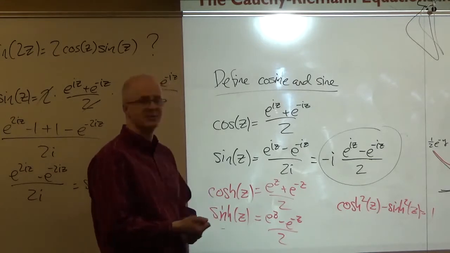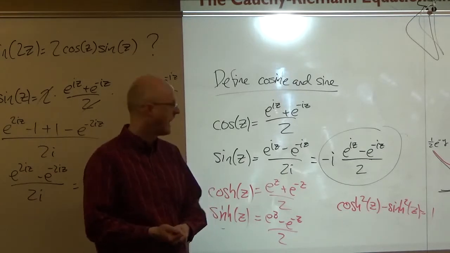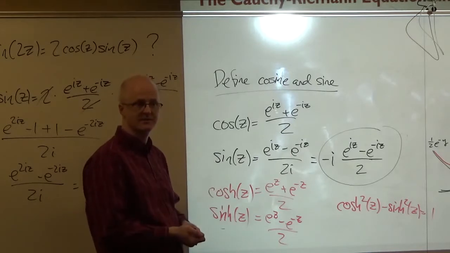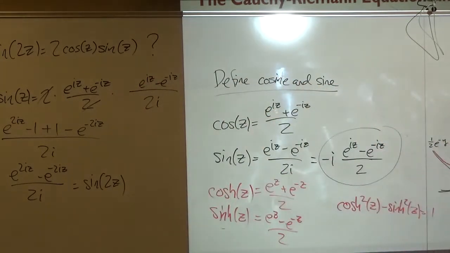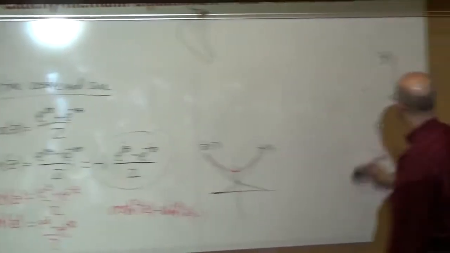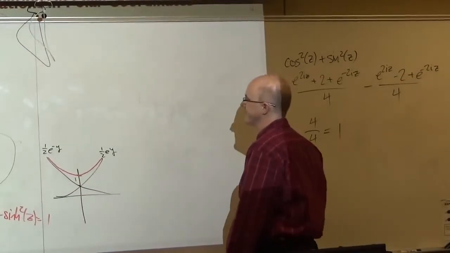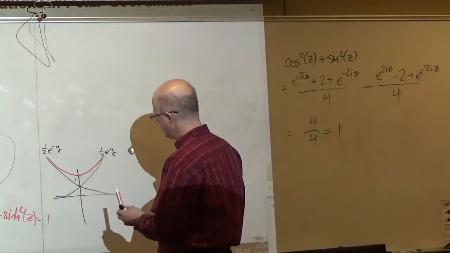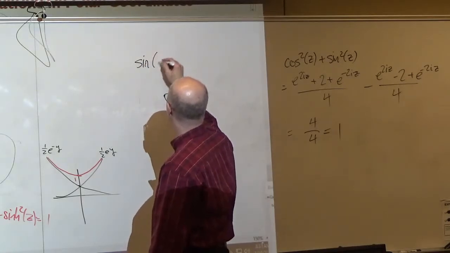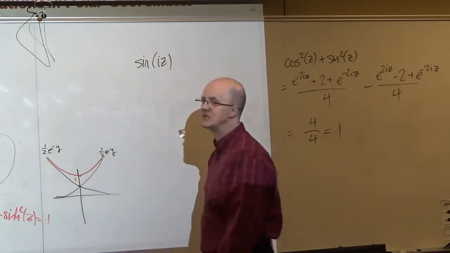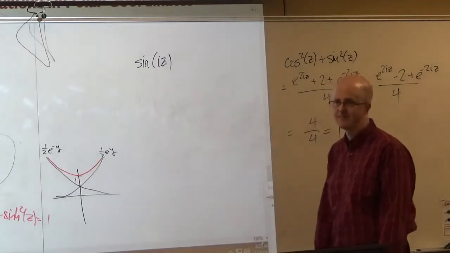There's also some nice relationships between the hyperbolic functions and the trig functions. They are related to each other. Which then makes it less surprising that their derivatives act in similar ways, for example. For example, could I write sine of iz in terms of sinh or cosh? It turns out you can.